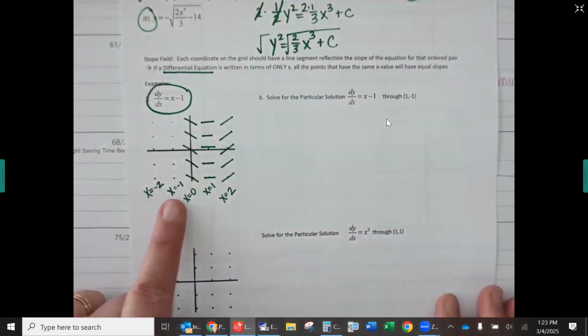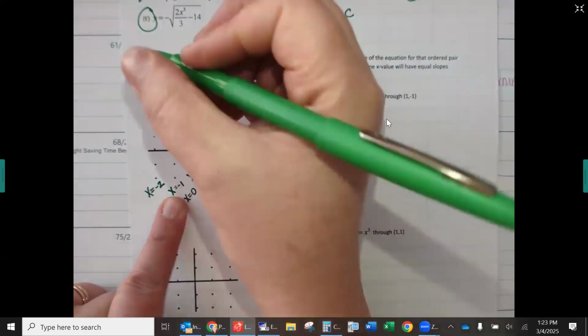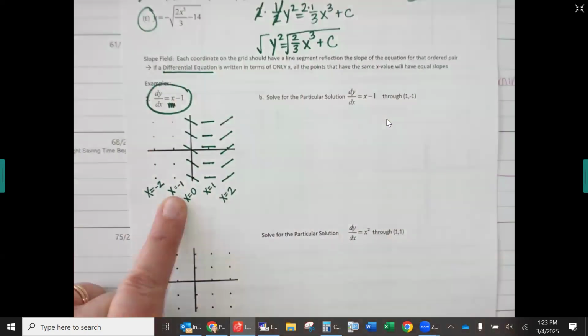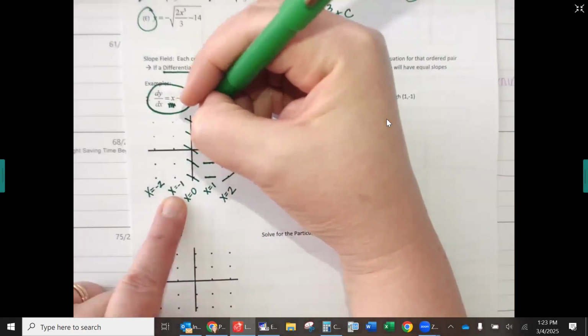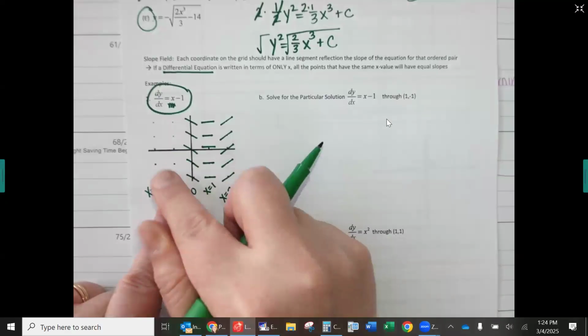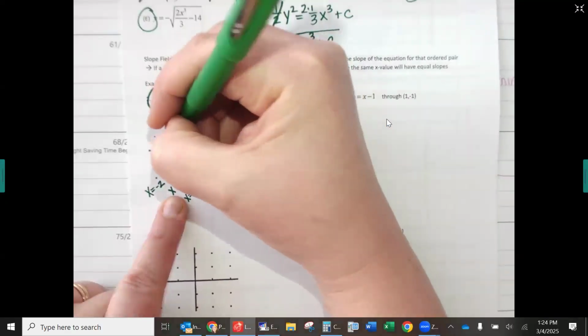Okay, we're going to scoot over one more. What's my next x value here? Negative 1, but when I plug it in here, what is negative 1 minus 1? So now your slope should change from negative 1 to negative 2. If this is a perfect diagonal, should it get flatter or steeper in this one? Steeper, so you want it to be maybe like that.